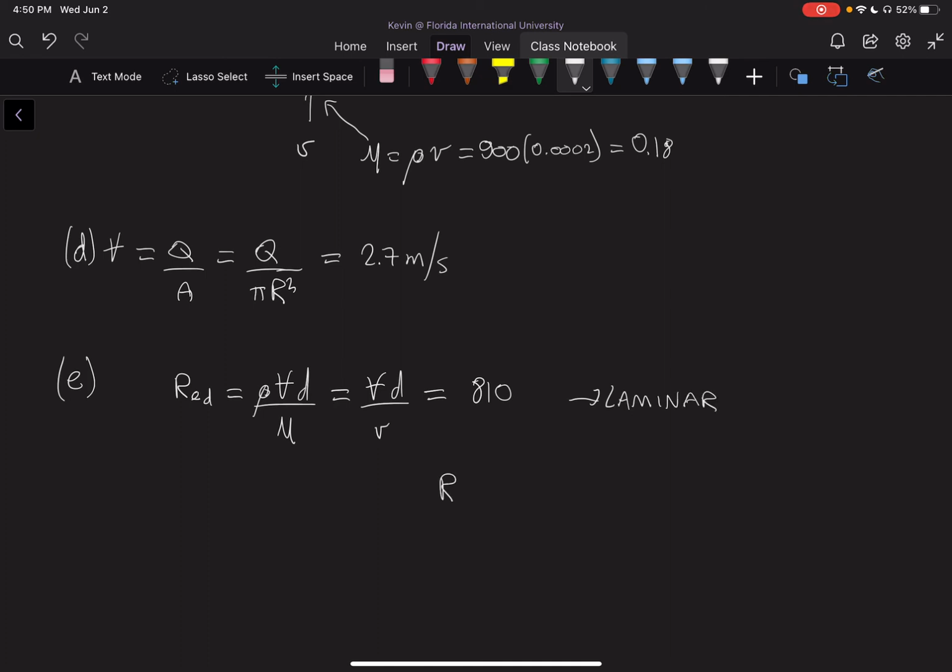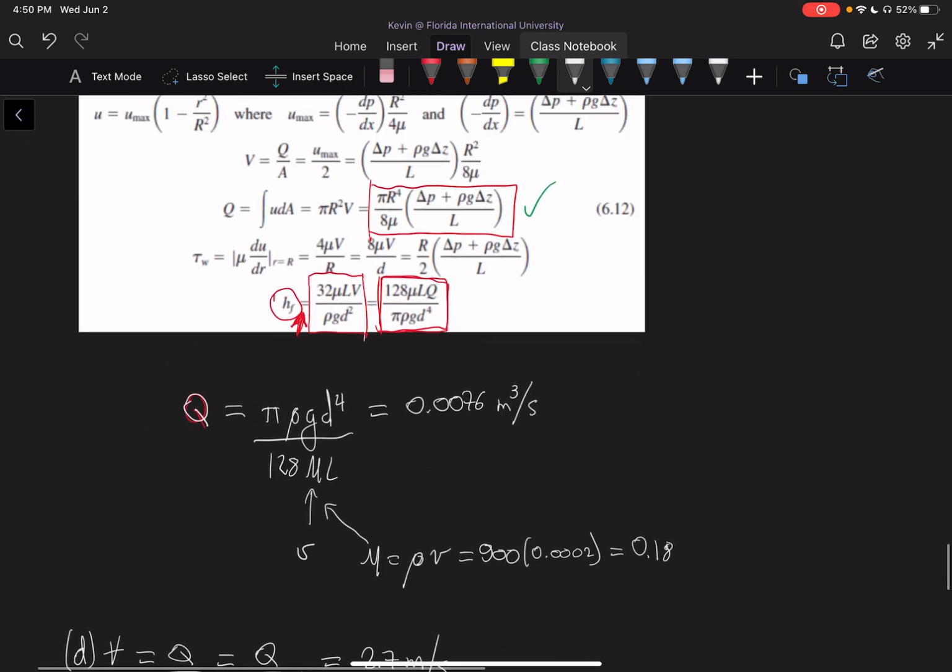So we can say that Reynolds D is less than Reynolds D critical, which is equal to 2,300, and therefore laminar flow is okay. So we can say that our assumption of laminar flow was safe.